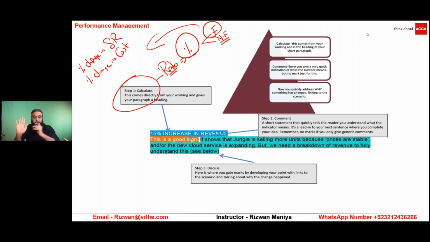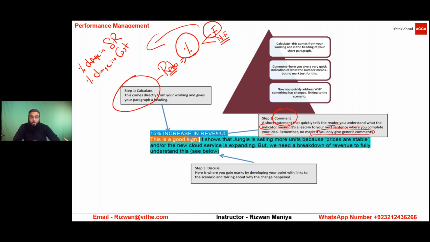Now, what I said here is that you have to work out percentage change, because most of the time you are given a profit and loss statement. So this is the calculation part. Once the calculation is done, next is the comment. What is a comment? Let me read: a short statement that quickly tells the reader, that is the examiner, that you understand what the indicator means. It's a lead-in to your next sentence where you complete your idea. Remember, no marks if you only give generic comments.